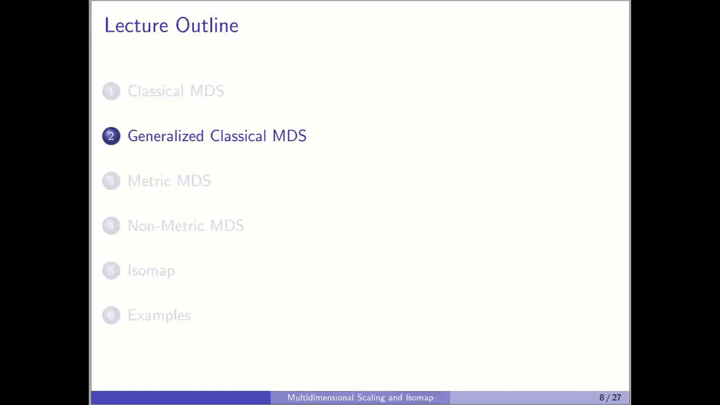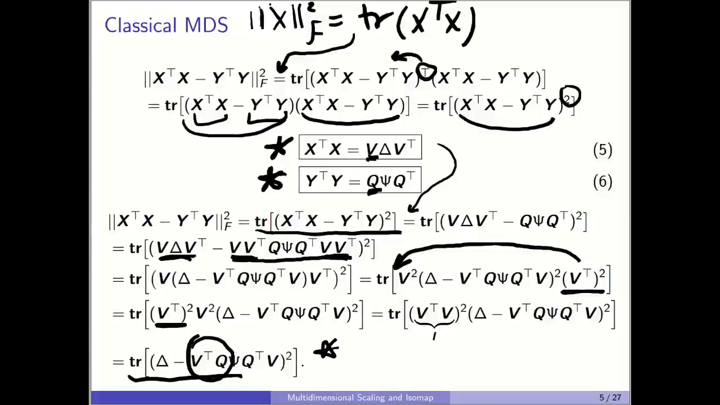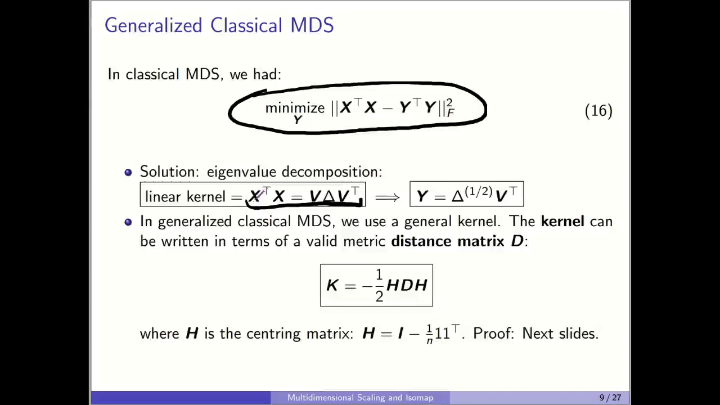In classical MDS, do you remember we had this? We minimized the difference of similarities in the input space and in the subspace. And the solution was this. We said that we have the eigenvalue decomposition of x transpose x here. We had it in equation 5. And this x transpose x is a linear kernel. Why? What is a kernel?